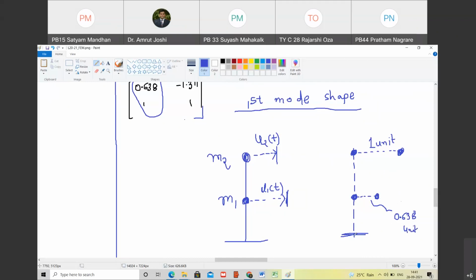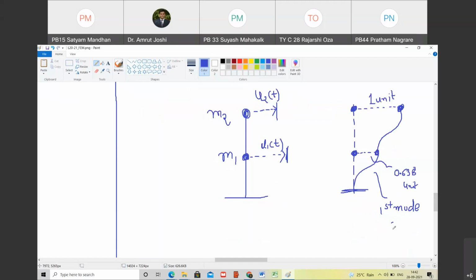Yes, sir. If the structure has to deform in this fashion, how does a deformed shape look like? Will it look something like this? Are you with me? Yes, sir. This is called as first mode shape. Are you with me? Okay, sir. This we call it as first mode shape.